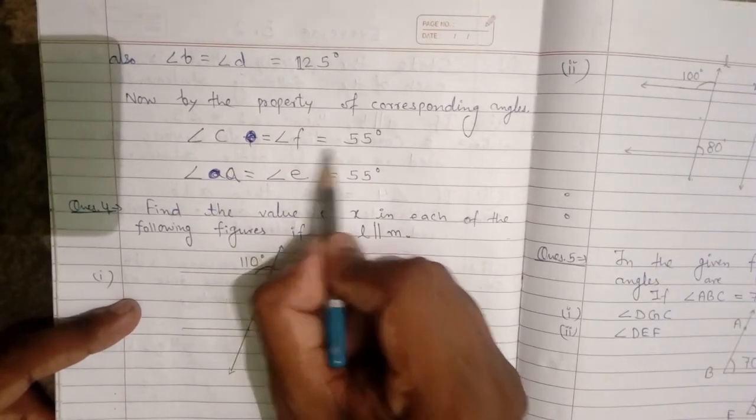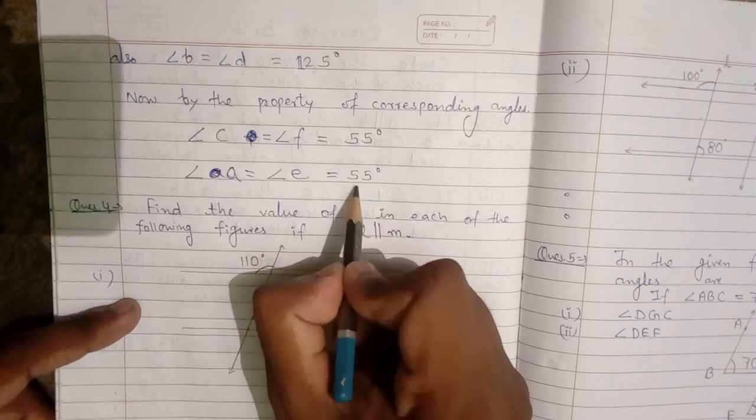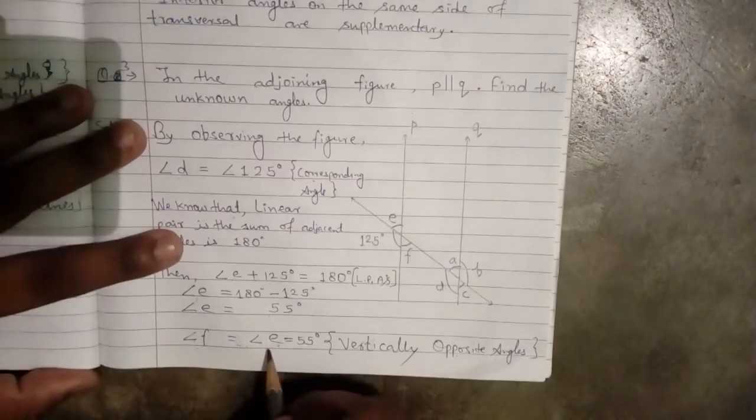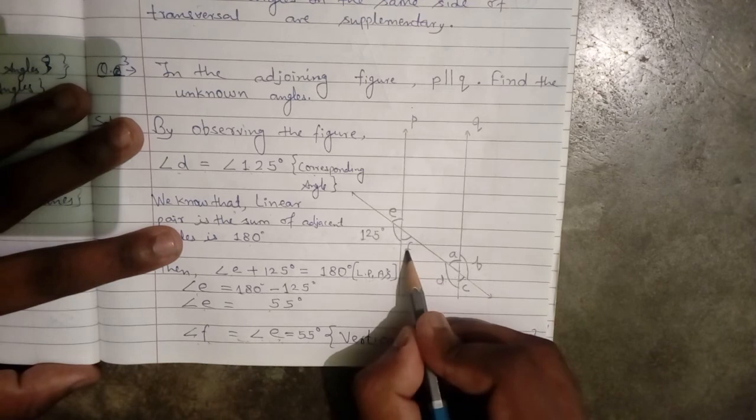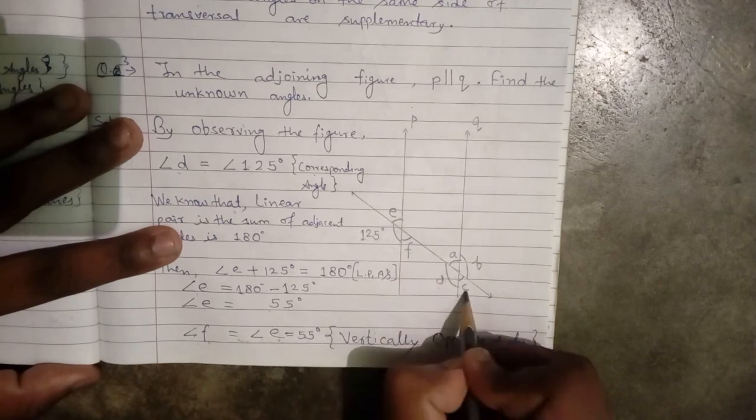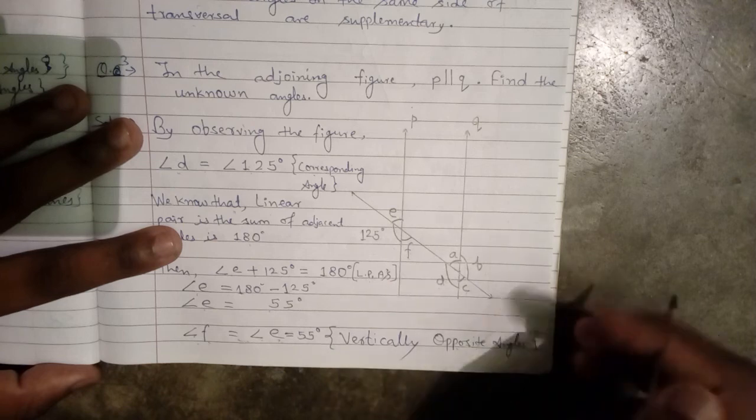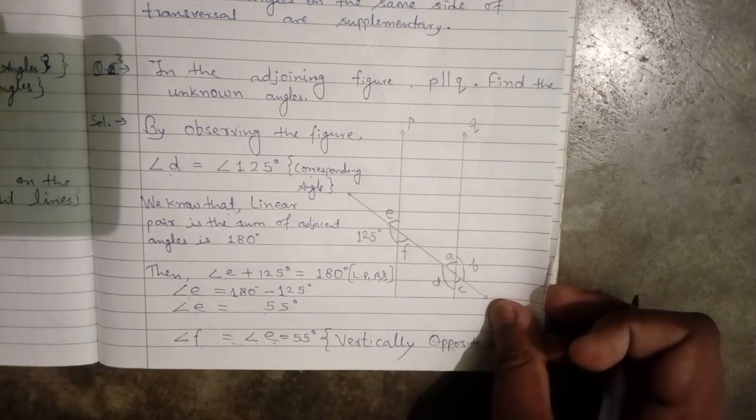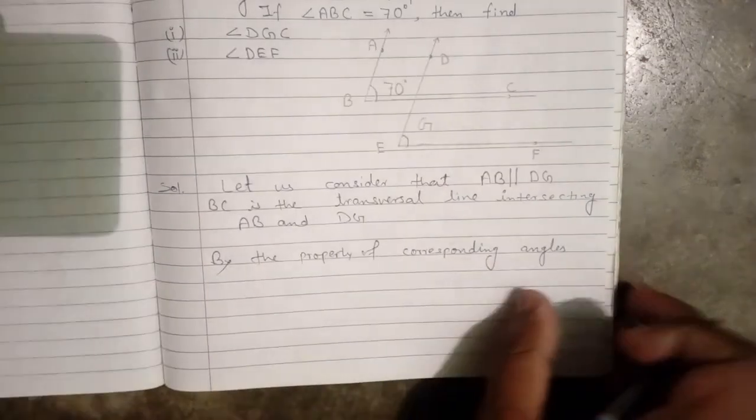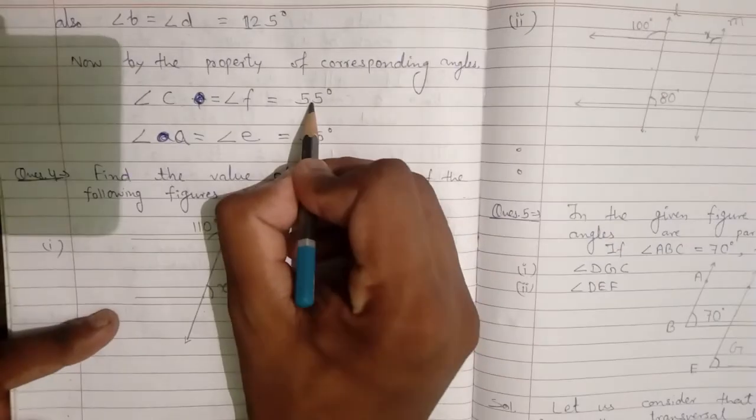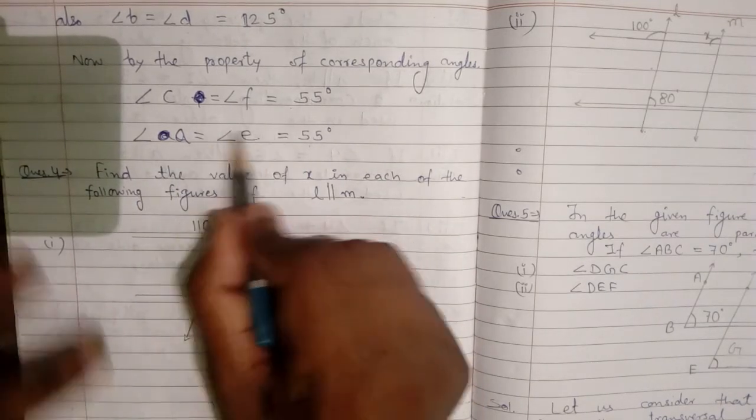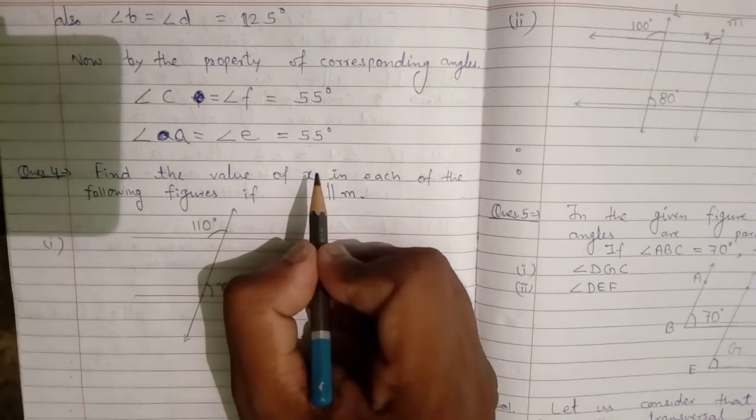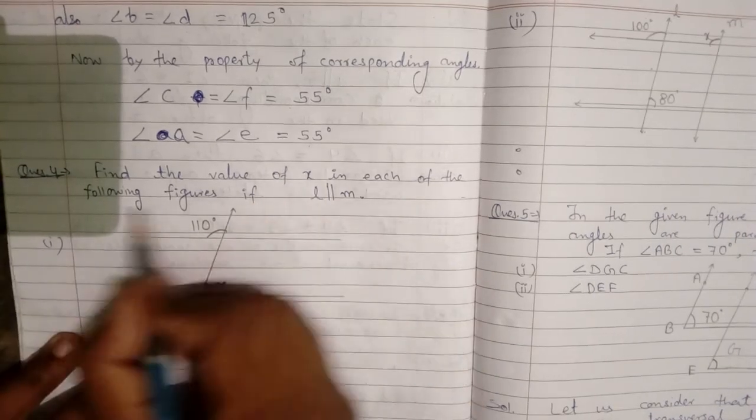Now remaining angles we can see now by the property of corresponding angles. Angle C equals angle F and angle A equals angle E, 55 degree. How? C equals F and A equals E. You can see angle F and E are 55 degree. Angle F and C, they are corresponding angles, and angle E and A are also corresponding angles. So their measure is 55 degree and 55 degree. Here we get the measure of all the angles that were unknown.